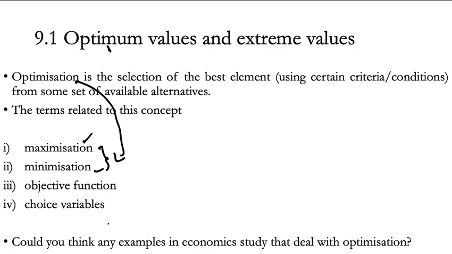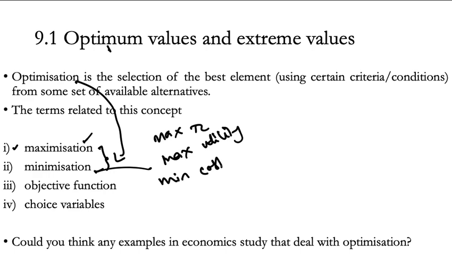Okay, now could you think of any examples in economic study that deal with optimization? If we want to talk about optimization specifically, let's say maximization, perhaps we want to talk about maximizing profit. Perhaps we also want to talk about maximizing utility, isn't it? And if we want to talk about minimization, maybe you want to talk about minimization of costs, isn't it? Okay, so all of these are basically optimization, you know.